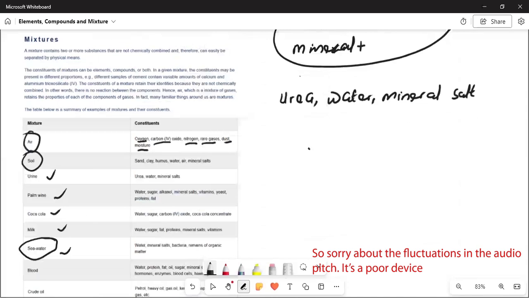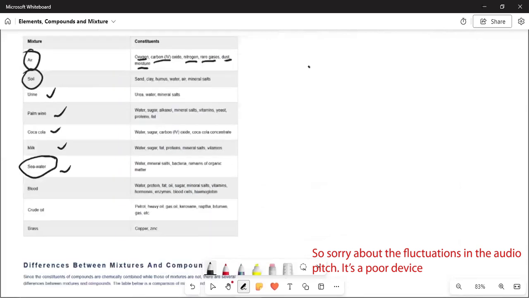But I'm talking about seawater. Seawater is made up of different things: the water itself, the mineral salts, the bacteria, the remnants of organic matter, that is dead organic matter. As a matter of fact, you have a lot of salt in seawater. So you cannot say seawater is a compound. That salt is not chemically combined with the water. You can easily separate the salt from water by evaporating the water. So seawater is a mixture, not a compound.